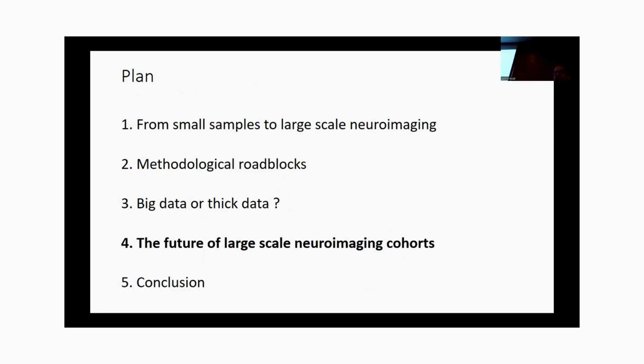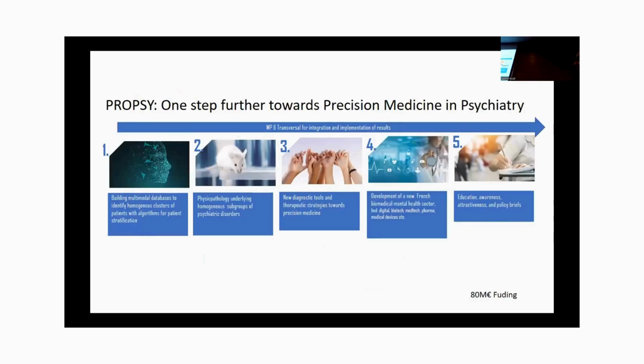So what then could be the future of large-scale neuroimaging cohorts? Well, I think that first we'll get a very large funding in France, which is named the PEPR PROPSI, that is led by Marion Leboyer. Basically the idea is to implement precision medicine in psychiatry. So the goal is to develop new diagnostic tools and new therapeutic strategies, and it would be heavily relying on a big cohort, which is named the French Minds cohort.